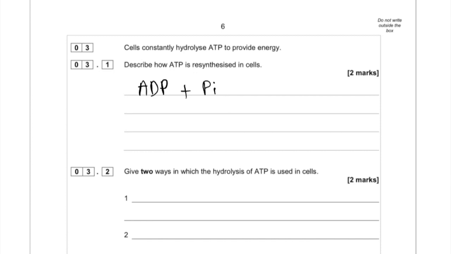And it's important to say inorganic phosphate, not a phosphorus, otherwise you won't get the mark. And that's converted into ATP by an enzyme called ATP synthase. And this happens during photosynthesis and respiration.